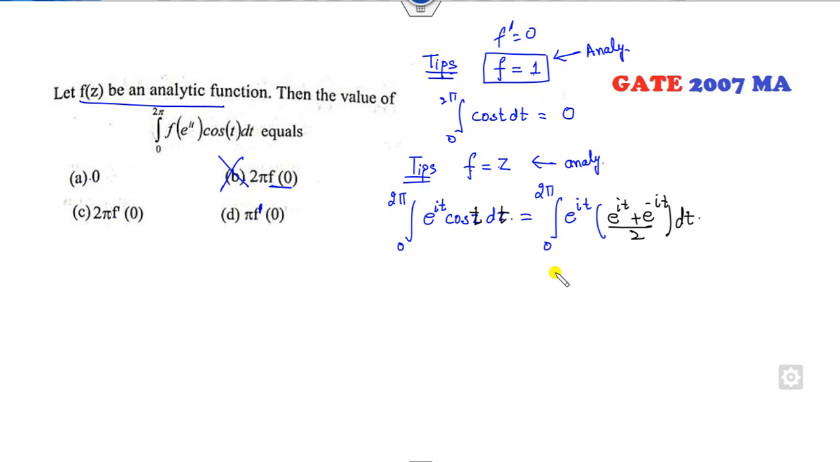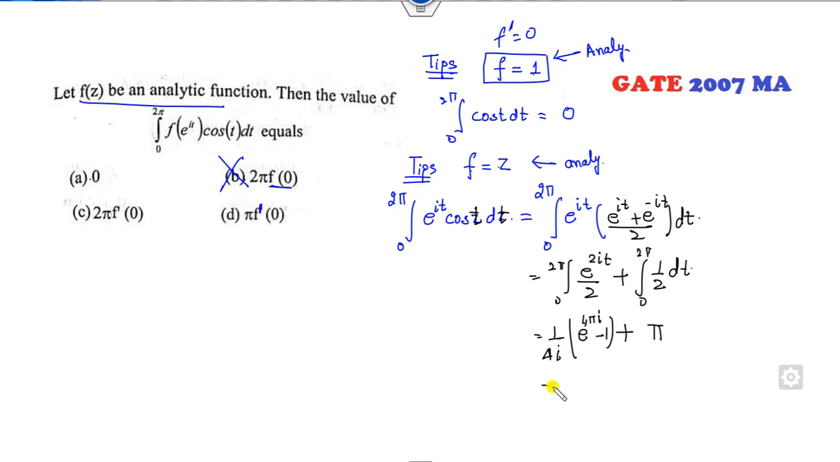Now if you open this bracket, it is e raised to power 2 iota t over 2 plus the integration of half of dt, from 0 to 2 pi. So it is plus pi. This integration will be 1 over 4 iota, times e raised to power 4 pi iota minus 1. This is 0. The right answer is pi. Look at that, this option is cancelled.